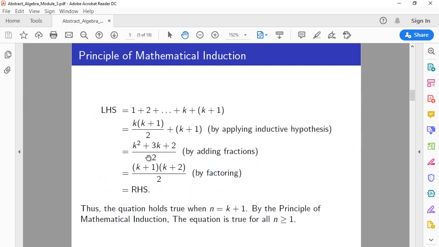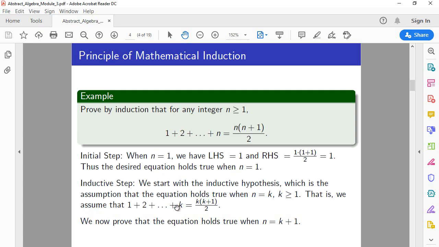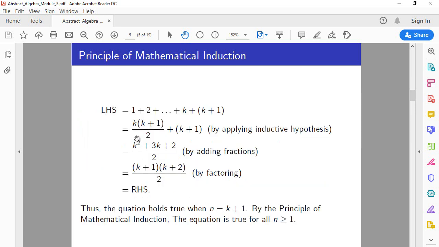So when n is k+1, what's the left hand side? The left hand side is 1 + 2 + ... + k + (k+1). If you look at the sum of the first k terms, by our inductive hypothesis, this is k(k+1)/2. So that's what I'm plugging in for the sum of the first k terms, and then I have k+1. So now we do algebra. This would be k squared plus k, and then 2 times (k+1), so that would be 2k+2. So I get k squared plus 3k plus 2, divided by 2.